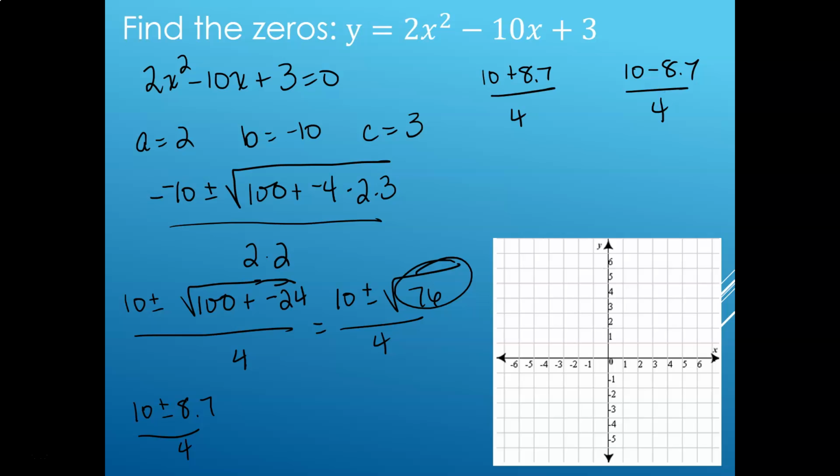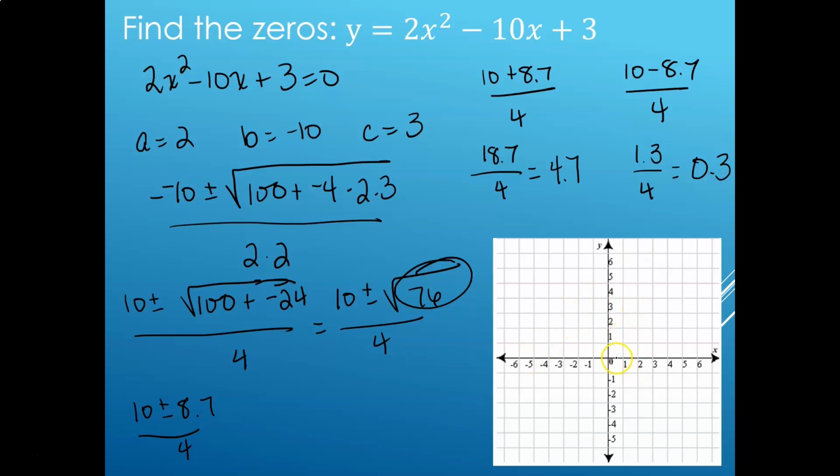10 plus 8.7, I hit enter, I get 18.7. Remember, the big fraction bar is like a grouping symbol. It tells you to add everything on top first. 18.7 divided by 4 becomes 4.675. I'm going to round that off to the nearest tenth, so that's 4.7. For this one, 10 minus 8.7 is 1.3. 1.3 divided by 4 becomes 0.325. Rounded to the nearest tenth is 0.3.